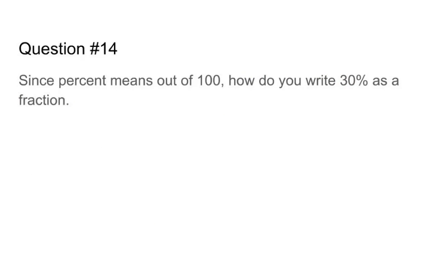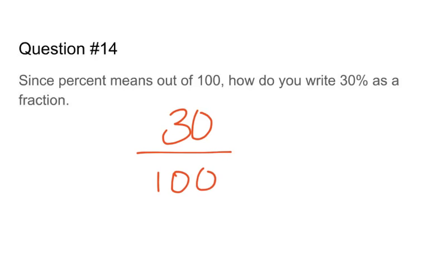Question 14. Since percent means out of 100, how do you write 30% as a fraction? So don't forget from our percent lesson that 30% is written as 30 over 100. Now that fraction can be reduced, but in our lessons we have not been reducing those at this time.